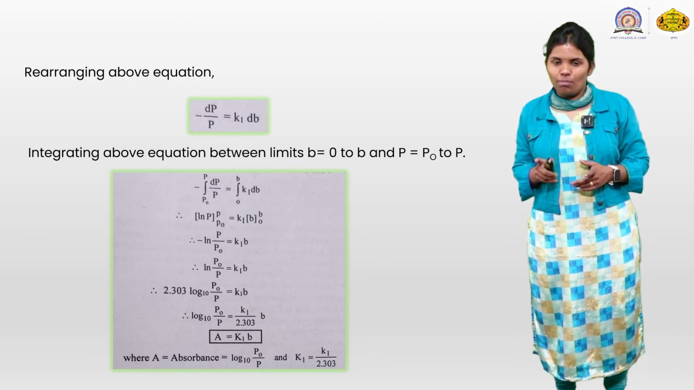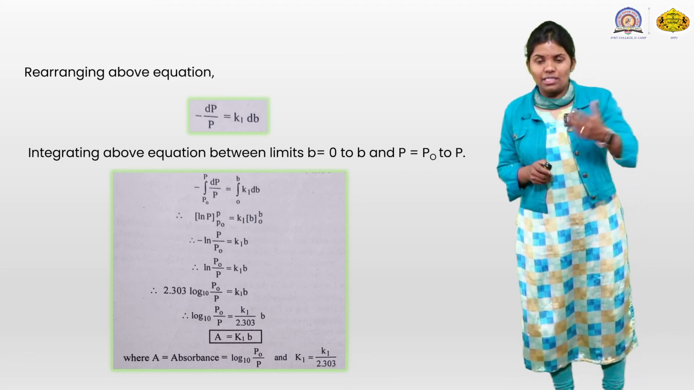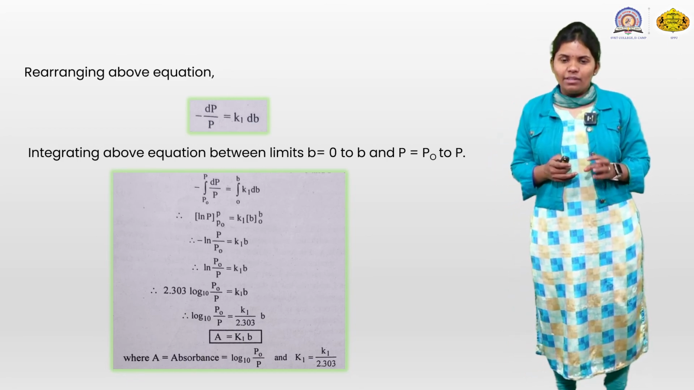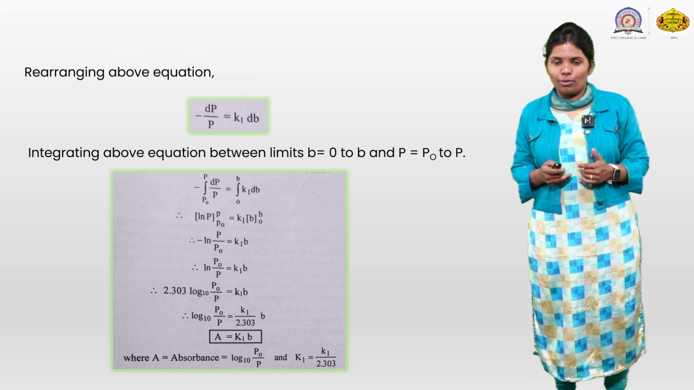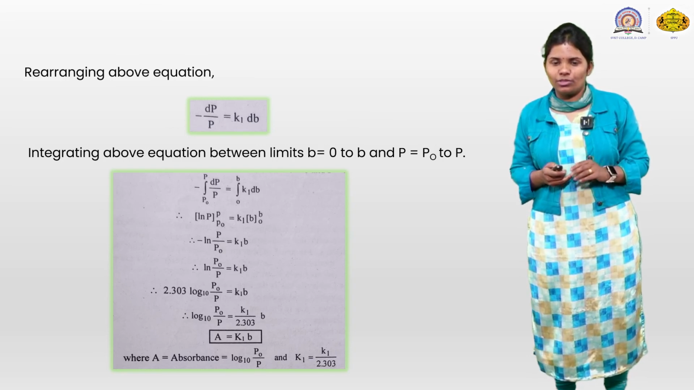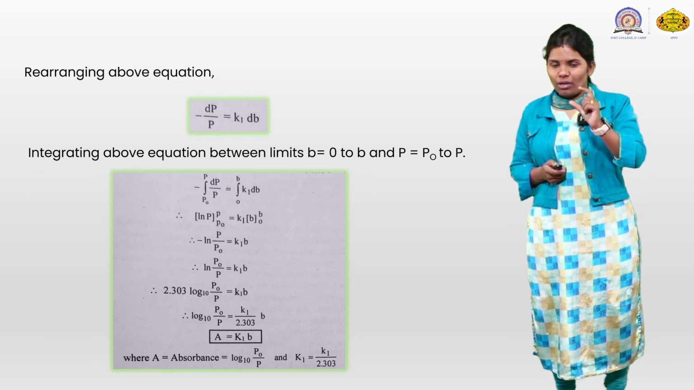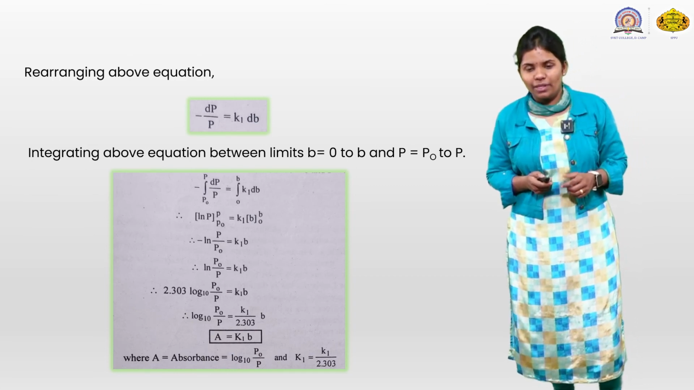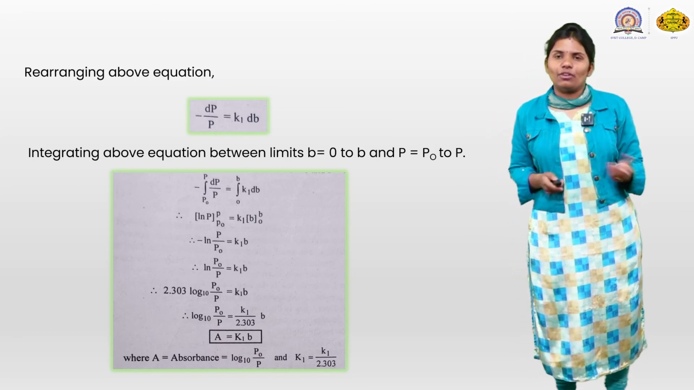Log P0 upon P is nothing but the absorbance of light, as you already learnt in our last session. So A is equal to K1 B upon 2.303, where A is absorbance, log10 P0 upon P. Here in the above equation we used the small k. By substituting K1 upon 2.303 with the capital K, we can write A is equal to K B. So this is the equation for Lambert's law.